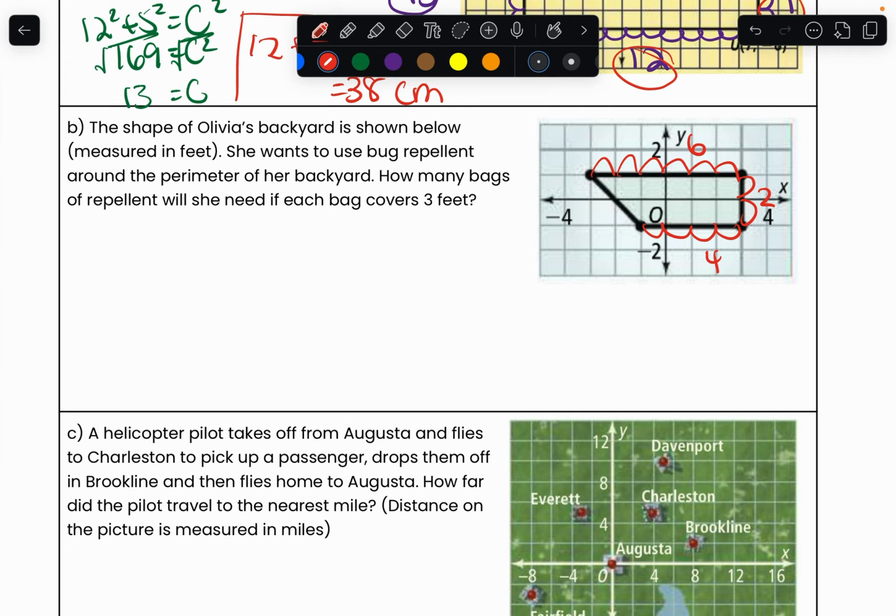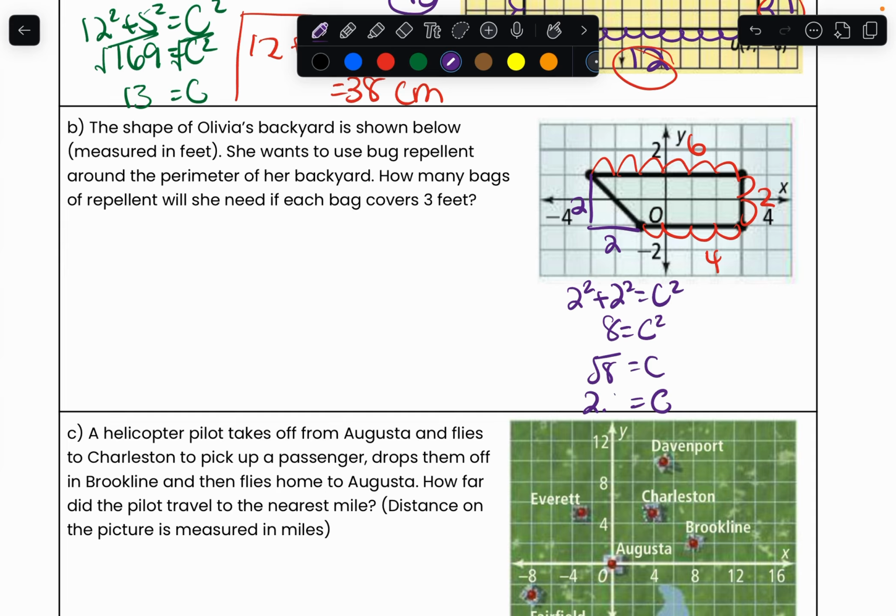So on this triangle that we have right here, this side is 2 and the other side is 2. So I do 2 squared plus 2 squared equals my c squared. This will give me 8 equals c squared. And this means my c here is just the square root of 8. Now if you simplify this with your calculator, your c will be equal to about 2.8. Now, let me go ahead and write this as 2.8.